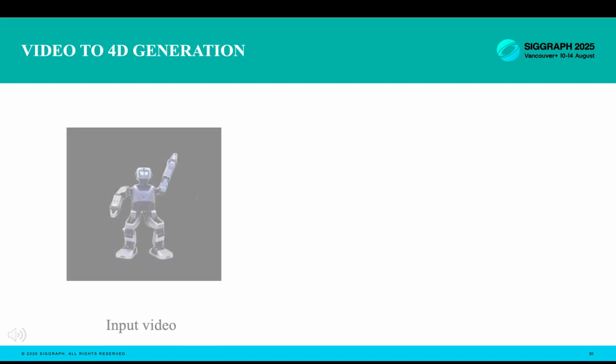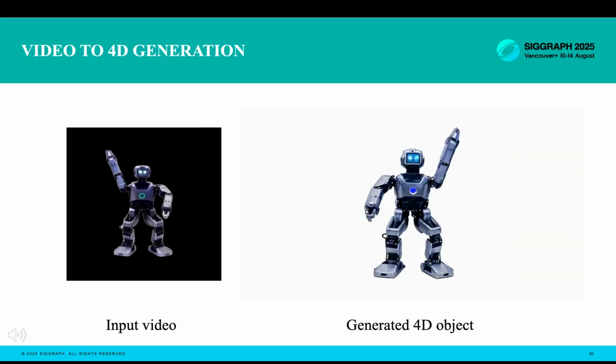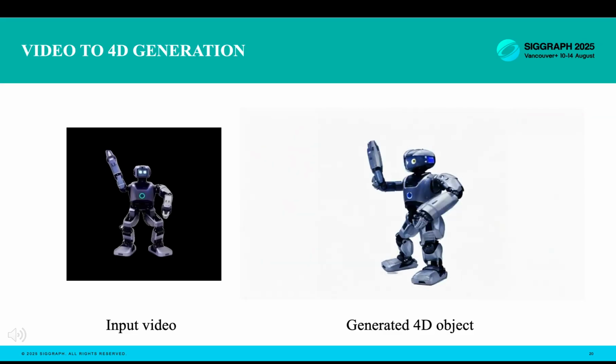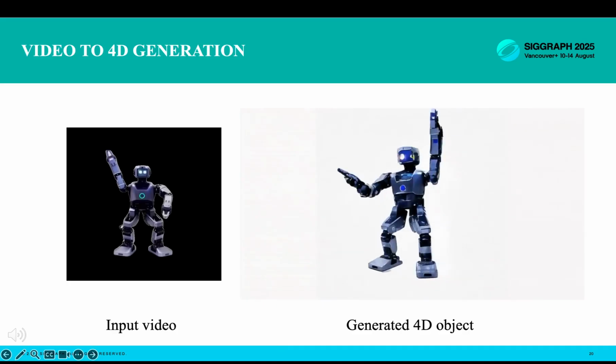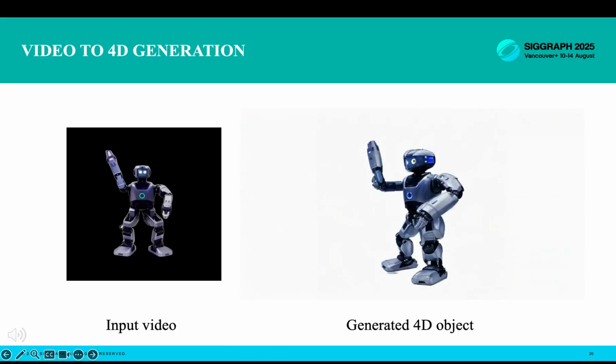We begin with monocular video to 4D object generation. On the left, you see the input video, which features a dancing robot. On the right is the generated 4D dynamic object. We rotate the 4D reconstruction to better visualize its geometry and motion from different angles.